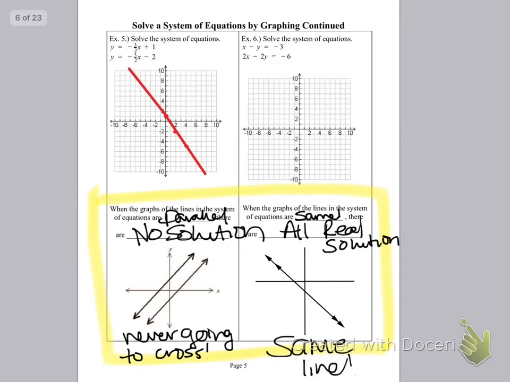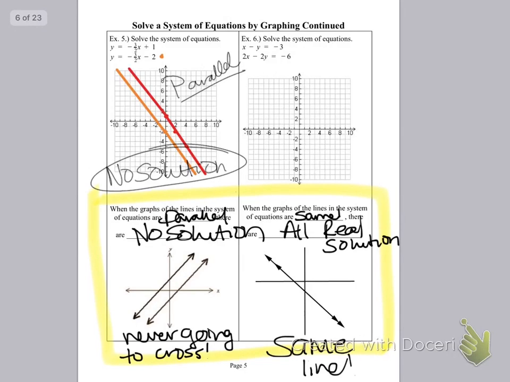So there's our first line. Now let's look at our second. We start at negative 2, and if you notice, this one has the exact same slope, so we're going to go down 3 over 2. Down 3 over 2. So when we graph this, what do you guys notice? Are these lines ever going to cross? No, because they're parallel. So when we have this, we have no solution.